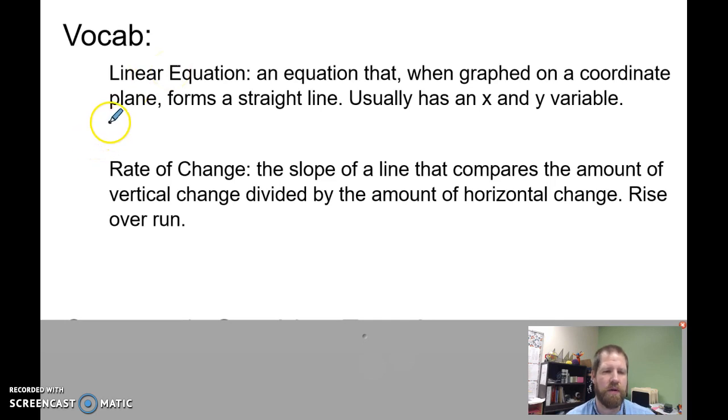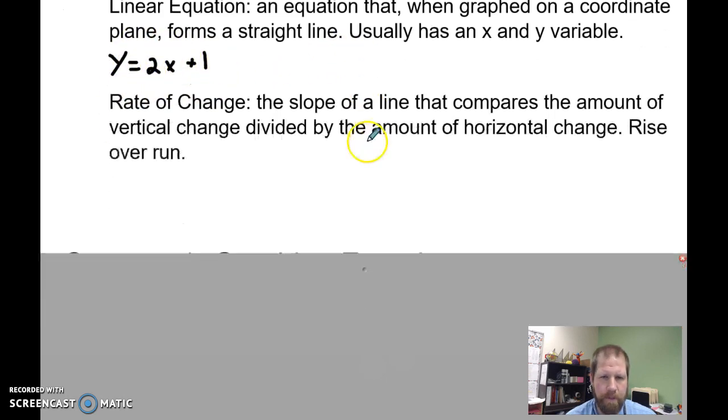Alright, so one example of a linear equation would be like y equals 2x plus 1. Okay, it's a really standard linear equation. We're going to look at some more linear equations, but this is kind of our basic form.